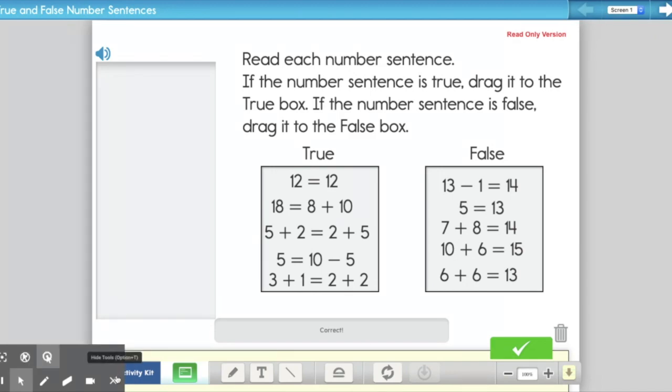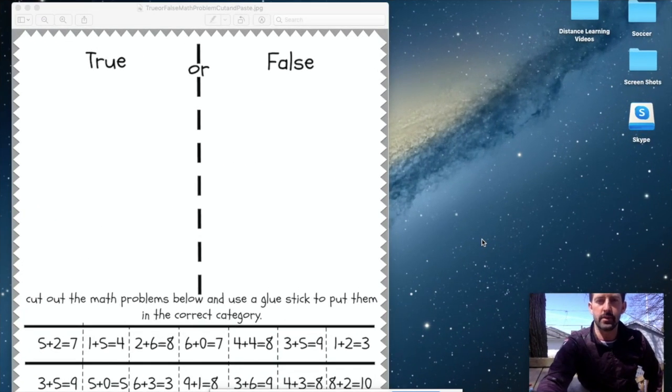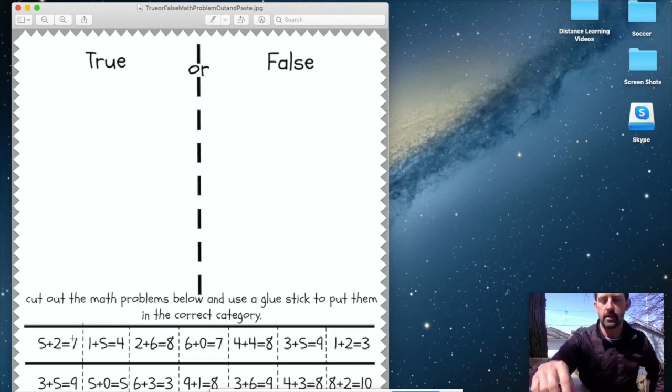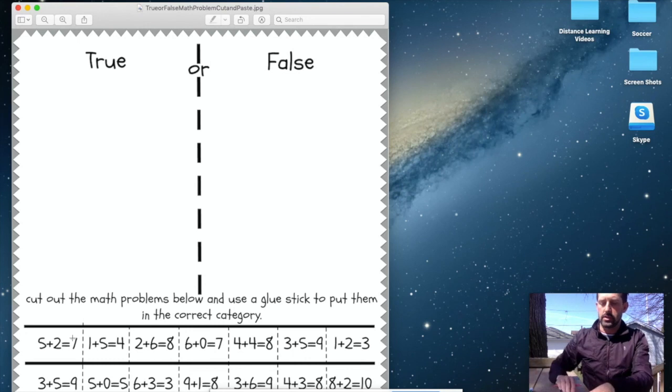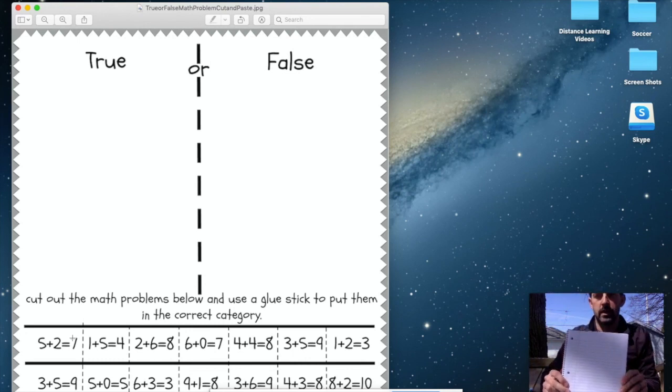Awesome. Great job, everybody. Great job on our last activity working through those true and false problems. Next, you'll see an attachment here, true or false math problems cut and paste. Now, some of you may or may not have a printer at home. If you do have a printer, you can cut out the math problems below and use a glue stick to put them in the right category. So you're going to explore each of these equations and decide, is it true or false, just like we did in the last activity. If you do not have a printer at home, you can use just a simple sheet of paper and work through the activities as well.